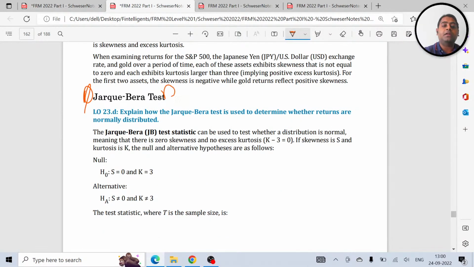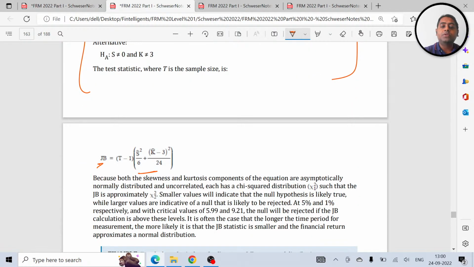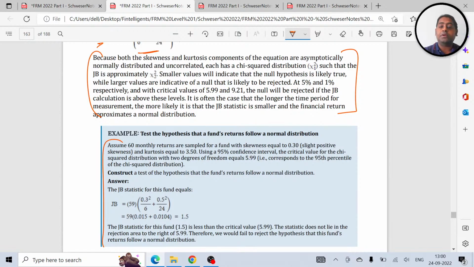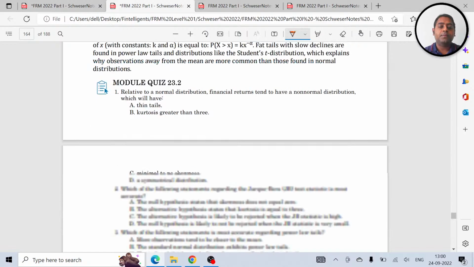Please mark it as star. JB test, you should be clear on what is happening over here. They don't ask you this calculation, I don't expect that. But how they are running the hypothesis, that is important. At an overall level, please make sure that you are confident on the JB test. It has been tested in the last few exams also. Power law, not so important.